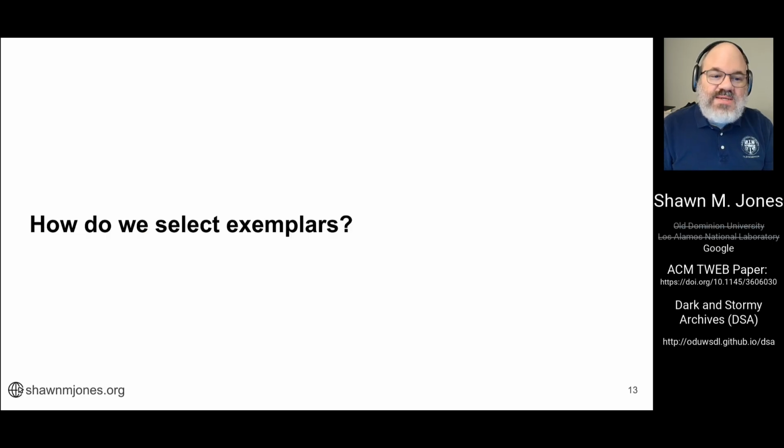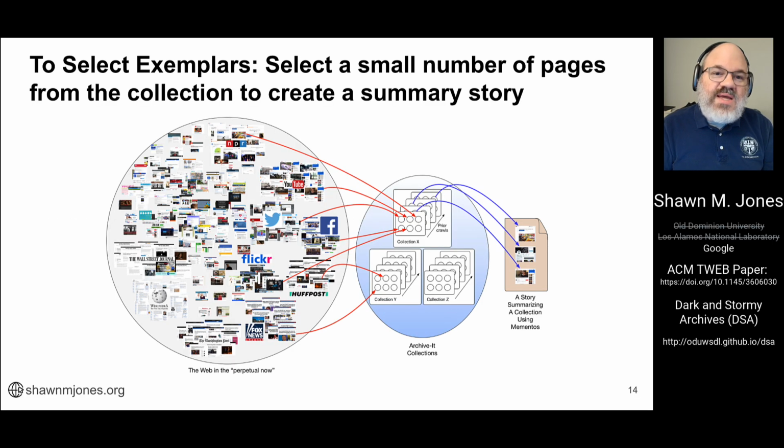So, how do we select exemplars? Well, to select exemplars, we want to select a small number of pages from the collection to create a summary story. Just like archival collections are a smaller collection of documents from the infinite number of pages on the web, our summary story is a much smaller number of documents that come from those collections.